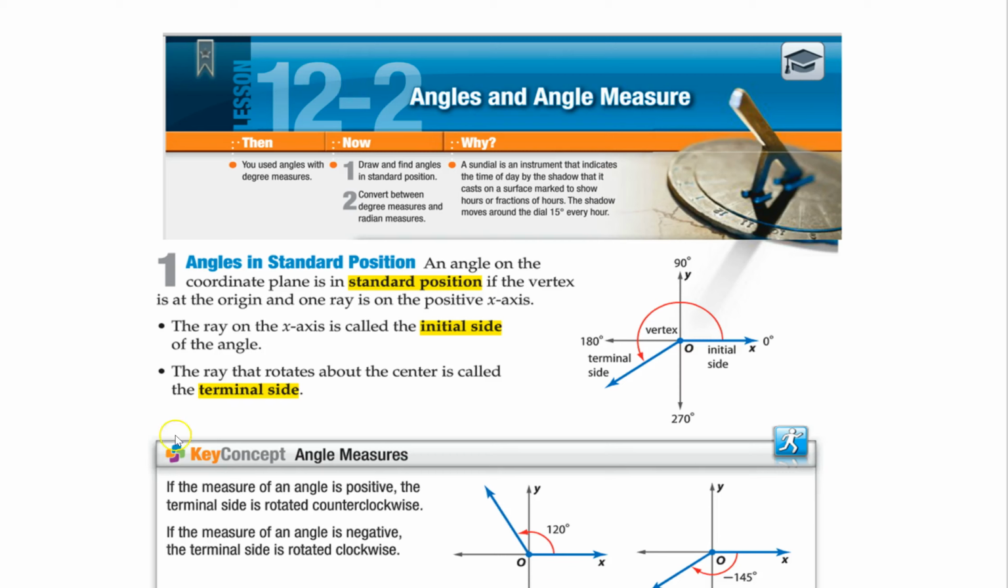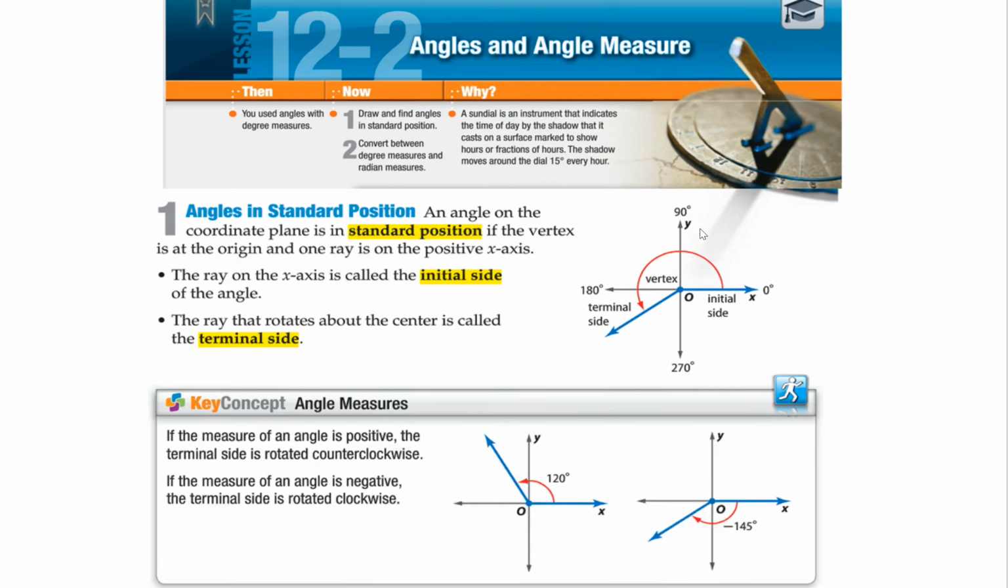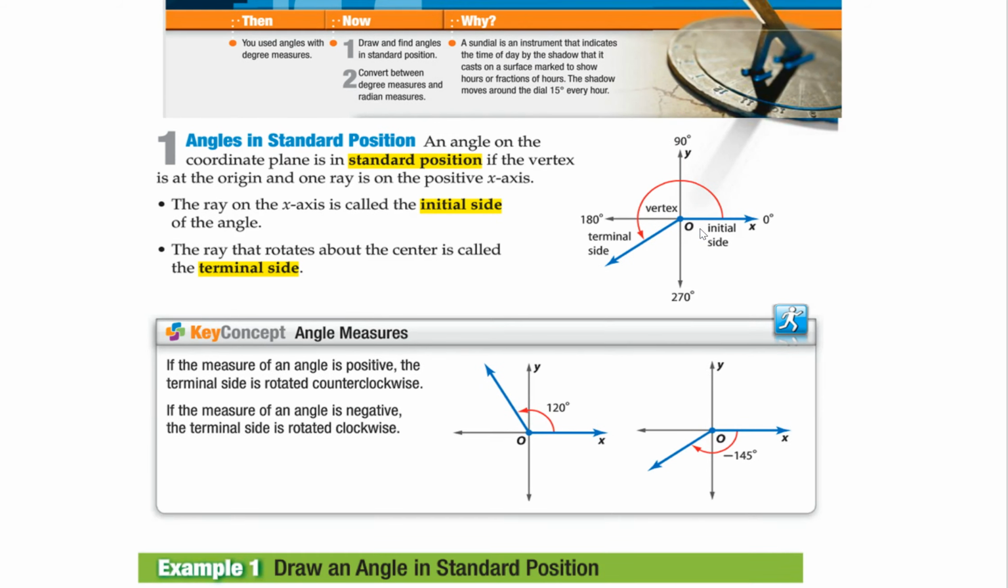12-2 Angles and Angle Measure. This lesson is all about angles and angle measure and how to draw them. So first, let's talk about an angle. We draw them on a normal XY plane. As you can see, there's an X, there's a Y. It's a normal XY grid.